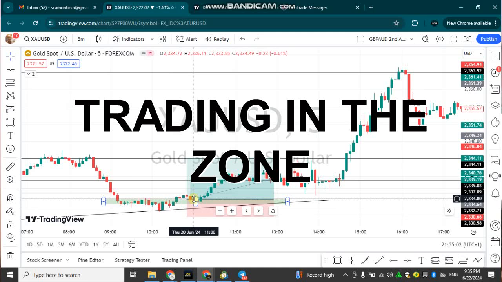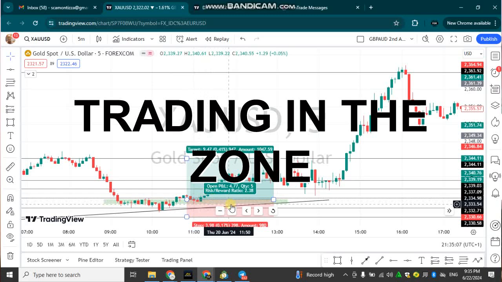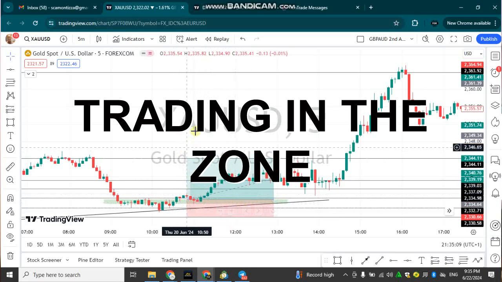Point number one, trading in the zone. What is trading in the zone? It's just an idea that tells you that as a forex trader, you're not supposed to trade outside of your zone. It means if you want to buy, there's a buy zone. If you want to sell, there's a sell zone. If you are trading outside of these zones, you are not trading in your zone, and that is the reason why 95% of traders are losing money, because they don't know when to trade and they don't know when not to trade.